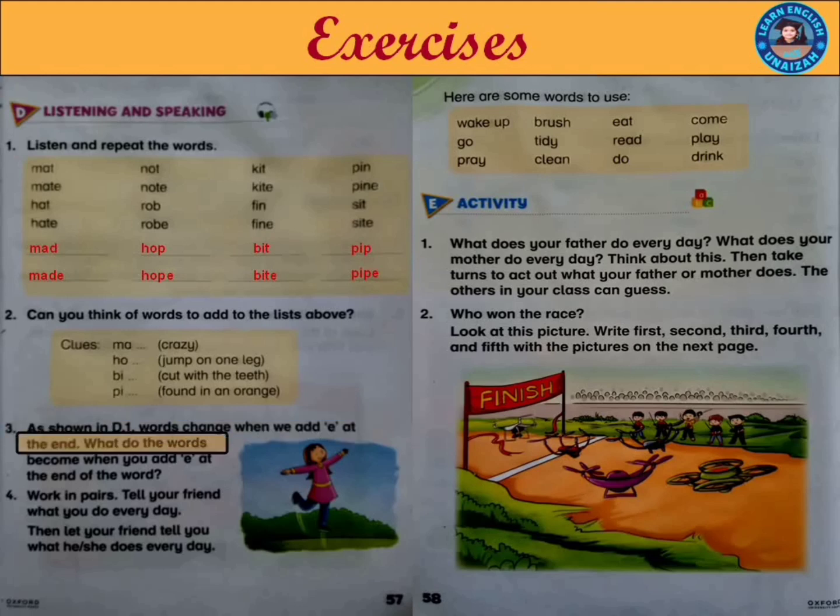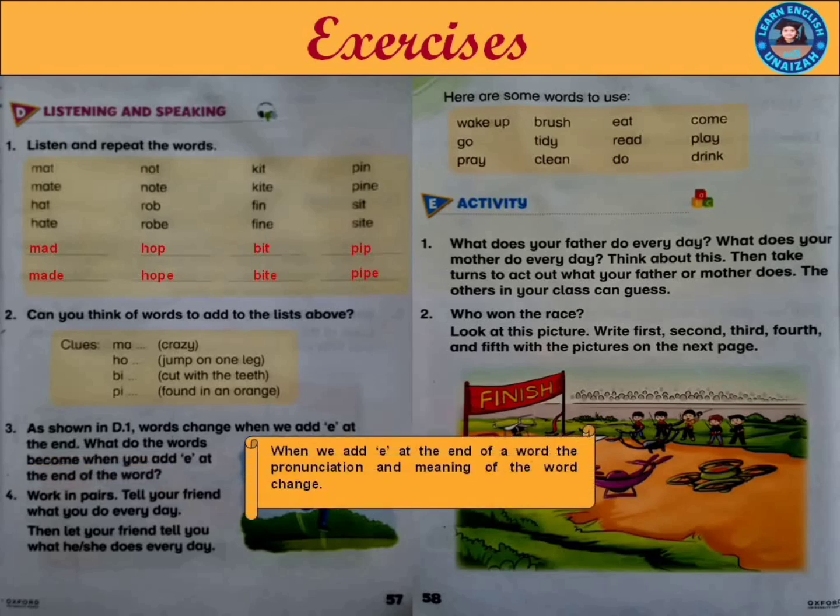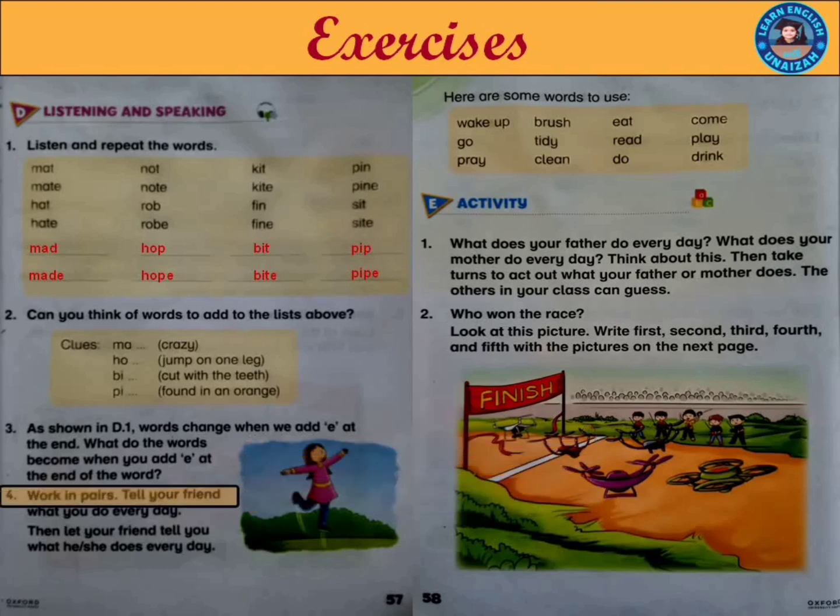What do the words become when you add e at the end of the word? When we add e at the end of a word, the pronunciation and meaning of the word change. 4. Work in pairs. Tell your friend what you do every day. Then let your friend tell you what she does every day.